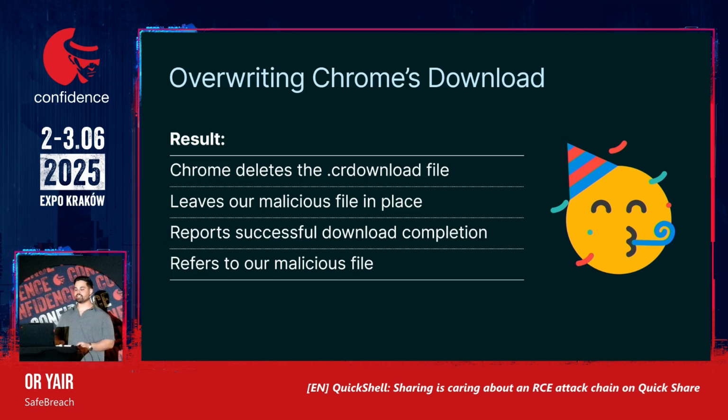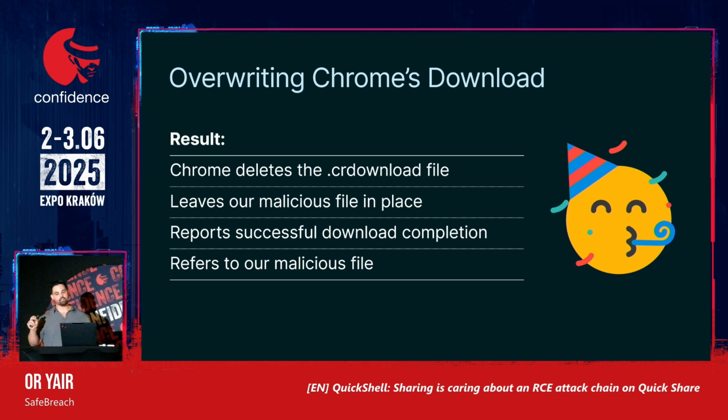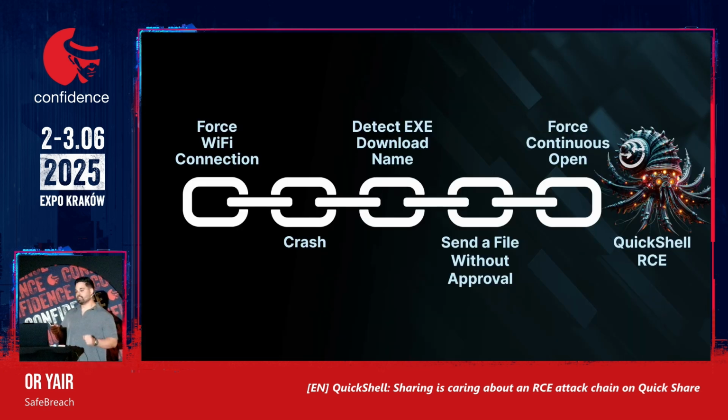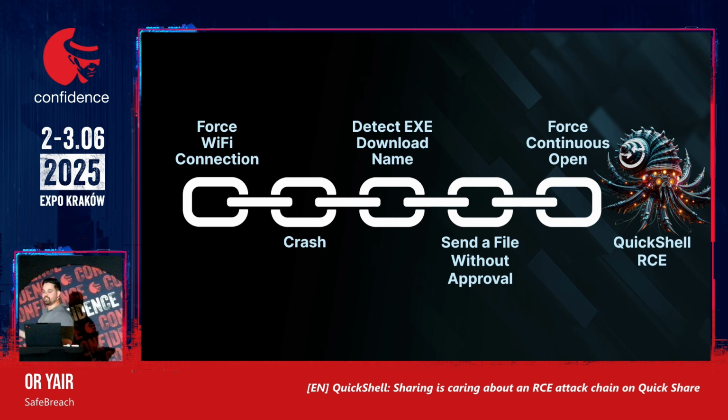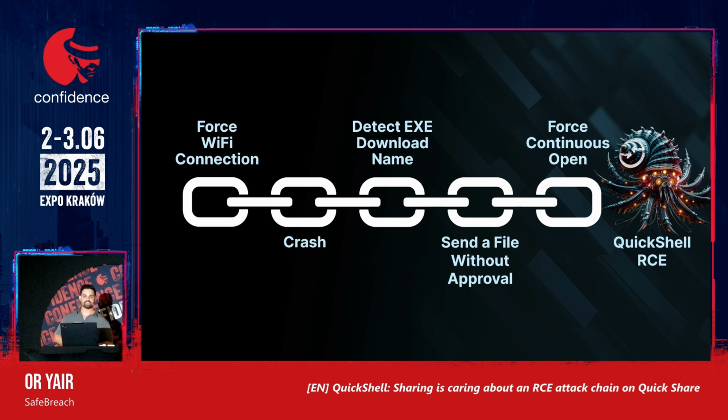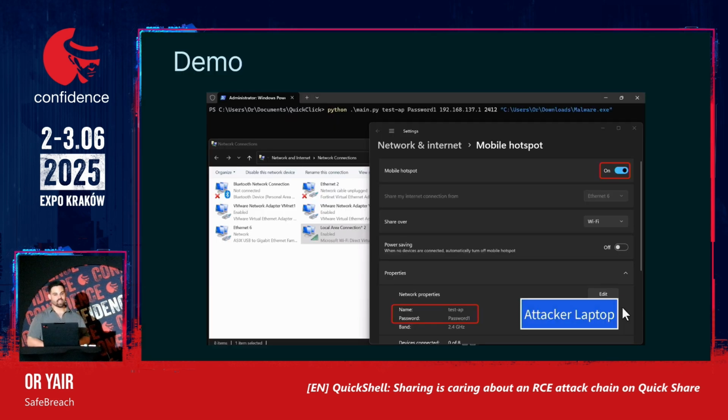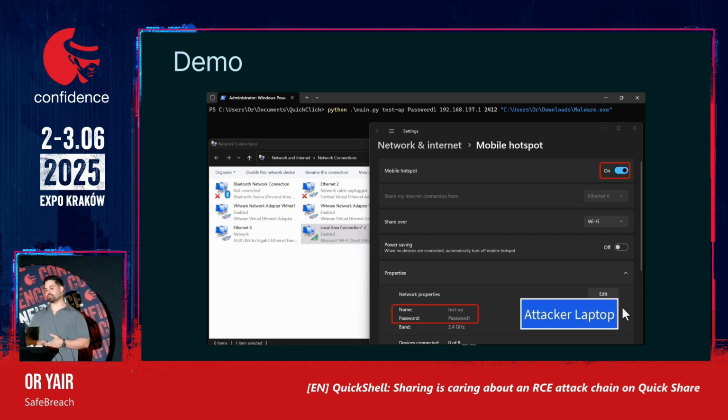Once Chrome finishes the download, the result is that it deletes the temporary CR download file. It fails to overwrite our malicious file. In its user interface, it reports that the download was finished successfully. And clicking on the downloaded file, in Chrome's downloads window, actually runs our malicious executable. So this concludes the remote code execution chain that we were hoping for, by adding the two links that we just saw. And finally, this is maybe the most important slide in this talk that you've all been waiting for.